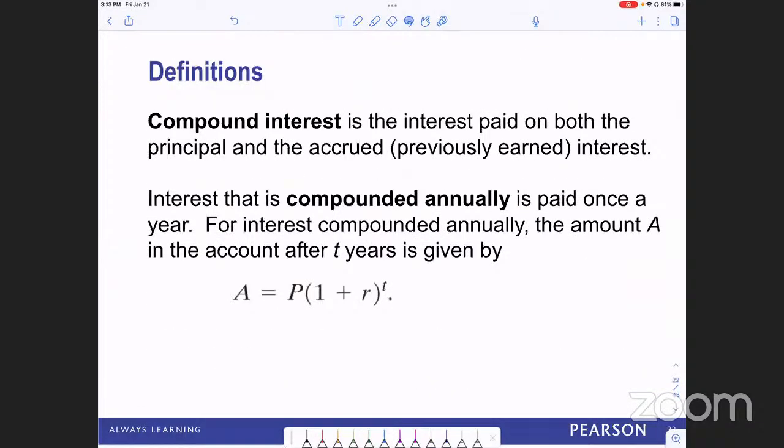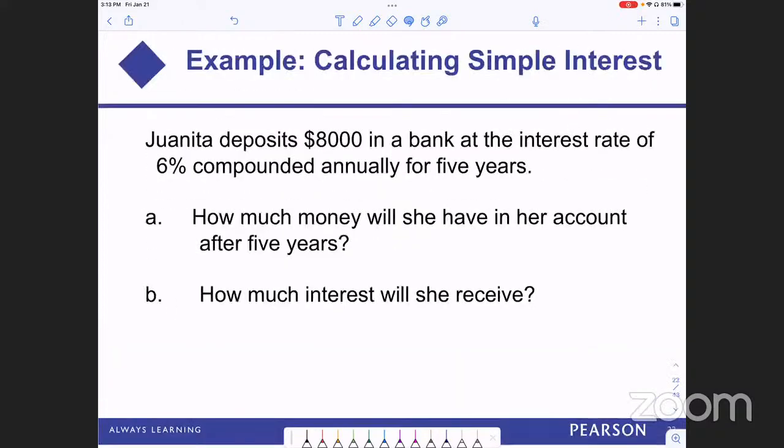So then next we want to introduce this notion of compound interest. This is going to be the interest paid on both the principal and the accrued or previously earned interest. Interest that is compounded annually is paid once a year. And for interest compounded annually, the amount owed in the account after 2 years is given by this, right? So we're just going to use this formula. Again, if you have a formula sheet, you would want to add this to your formula sheet. Maybe not this one so much. There's another one coming up in just a moment that's a little bit better than this one.